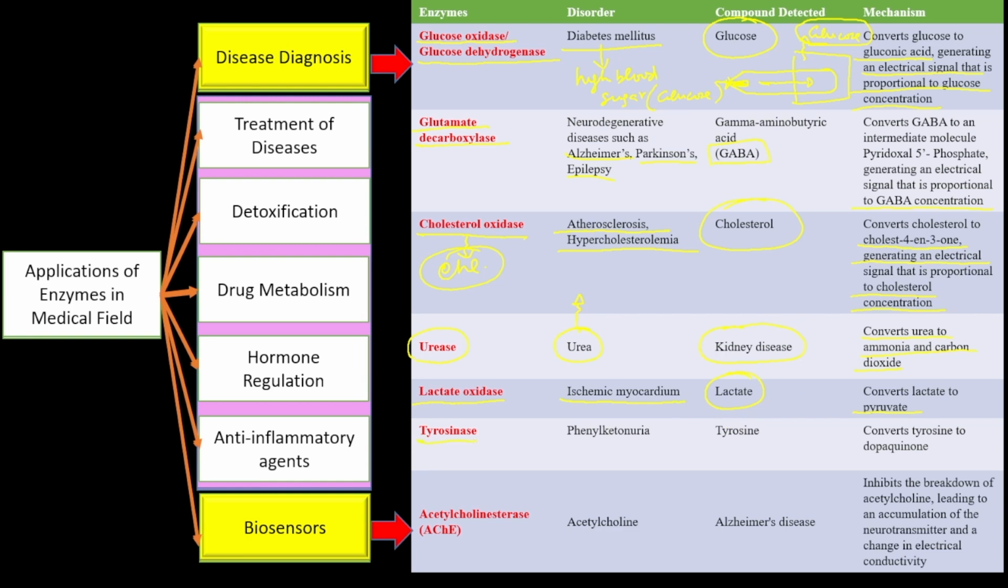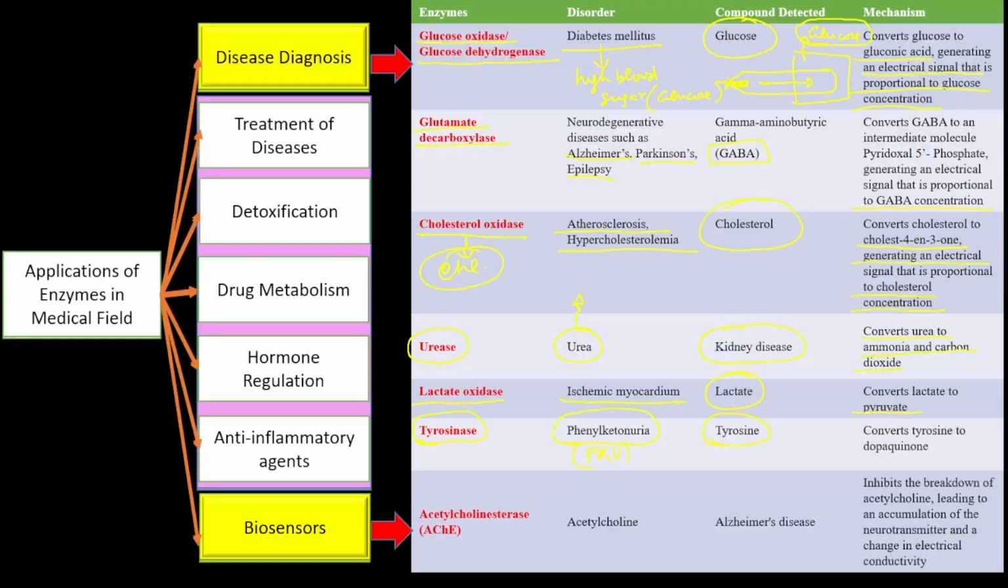Then we have the tyrosinase. Tyrosinase is an enzyme which helps you detect the genetic disease called phenylketonuria or PKU, right? And it detects the level of tyrosine, because when there is a disturbance of phenylalanine metabolism, it is going to accumulate a large quantity of tyrosine. So it converts the tyrosine into dopaquinone, and in this process, it helps you detect the level of tyrosine present in the biological fluid.